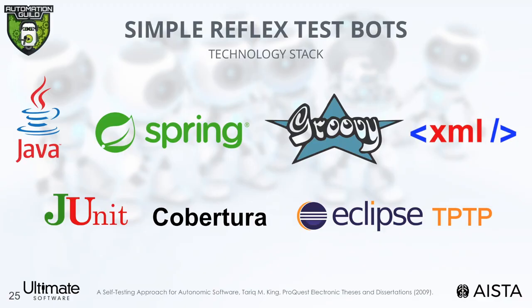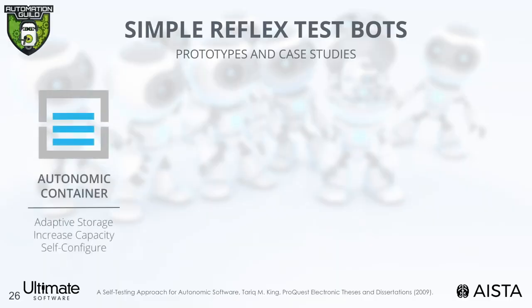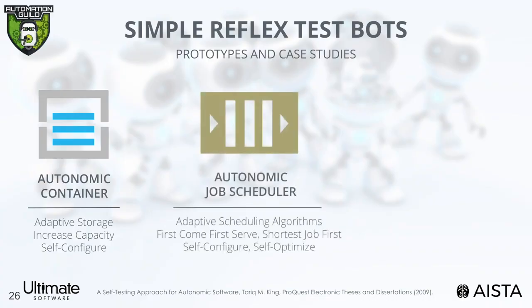And so those were the first bots, and I built a number of prototypes. Of course, the first one was that autonomic container, which was just this adaptive storage with self-configuration. But later on, I built another set of bots and another prototype by extending that autonomic container to do job scheduling. So you had a container, you had scheduling algorithms like first come, first serve or shortest job first, and those algorithms could be swapped in and out and trigger testing. And that whole job scheduler was really combining self-configuration and self-optimization because the container itself for the job scheduling was an autonomic container. So I kind of built on the first project.